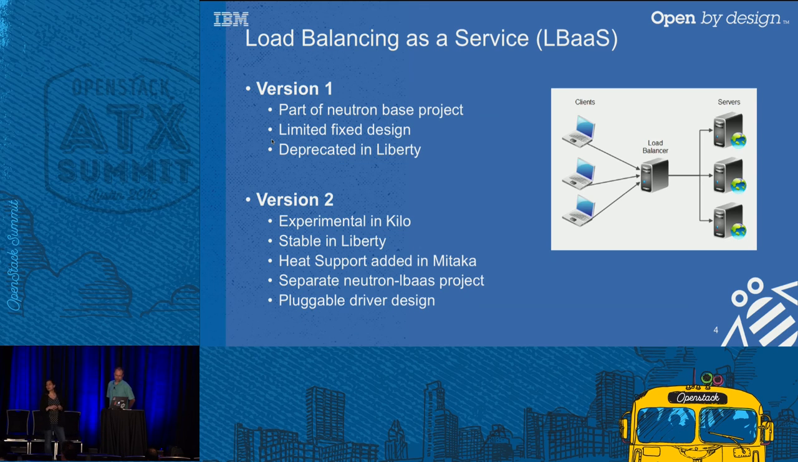The LBaaS V1 code is part of the Neutron code base, so there's no separate project that you need; it's all integrated into Neutron. Starting in the Kilo release, an experimental version 2 of LBaaS was introduced. It was marked experimental, and then in Liberty, it was marked stable, so it was ready for production. This has a completely redesigned approach. It has a more pluggable architecture, so different drivers can be plugged in. And it is a separate project, so if you are looking for the code in Neutron, it's not there. It's in the project called Neutron-LBaaS, which is where the LBaaS V2 code resides.